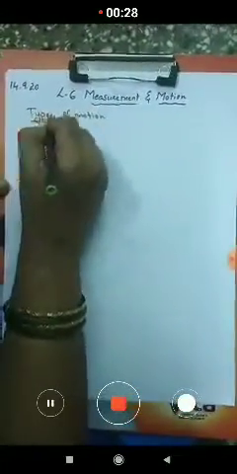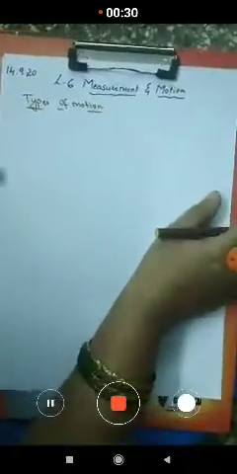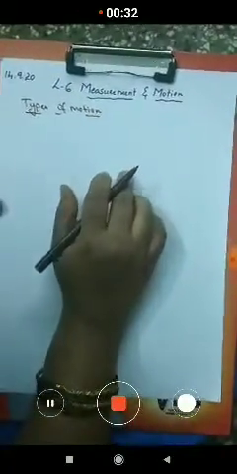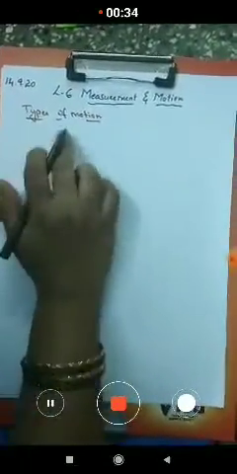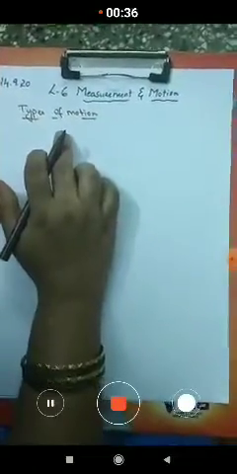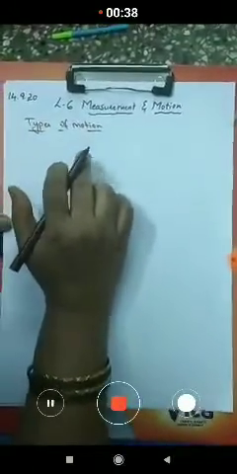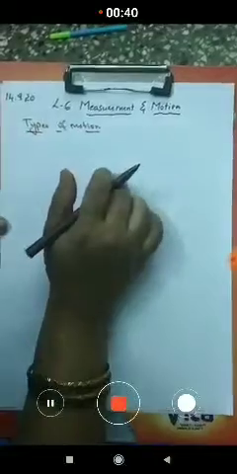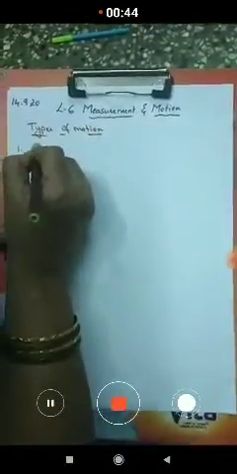So in the types of motion, children, today we will recall what we have studied about the types of motion, and then we'll move on to today's topic. Okay. So the first type of motion that we learned was the rectilinear motion.